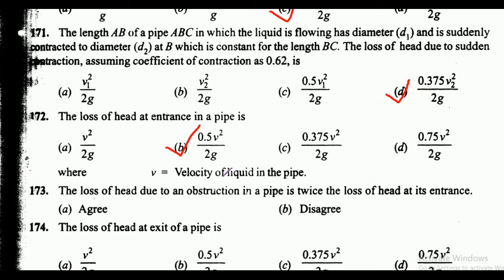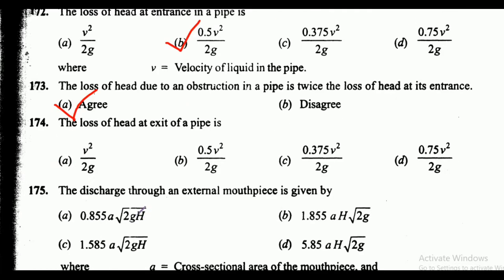Okay, now, next is question number 173. The loss of head due to an obstruction in a pipe is twice the loss of head at its entrance. Agree or disagree? So here friends, this statement is right, that is correct. So here the correct answer is agree. Next is, the loss of head at the exit of a pipe is, here friends these are the options and here correct answer is option A, that is v square upon 2g.